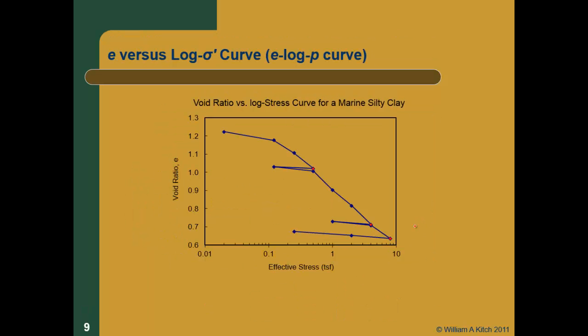Okay. Now, if we go back to our traditional e log p curve, we said this before, this is C sub C. The only difference between C sub C here and C sub R is where you are in the curve. So we'll just talk about the slope. I'm going to call it C sub C. So let's just deal with C sub C right now. Well, C sub C is delta e over delta log sigma. It's not delta e over delta sigma, it's delta e over delta log sigma, right?